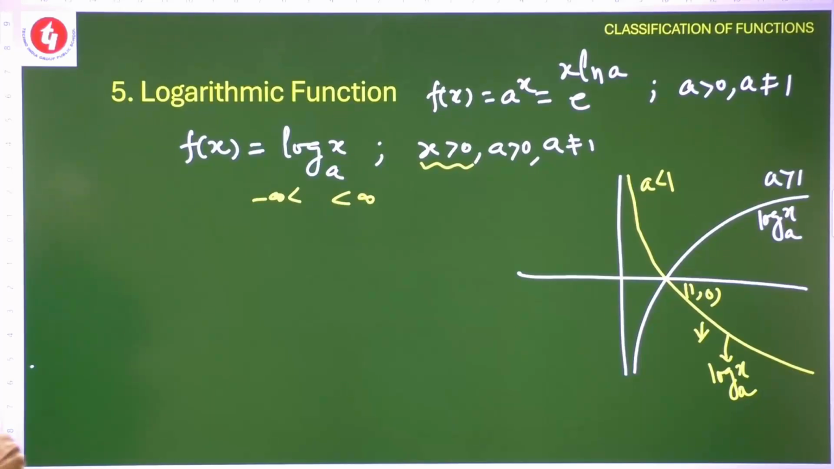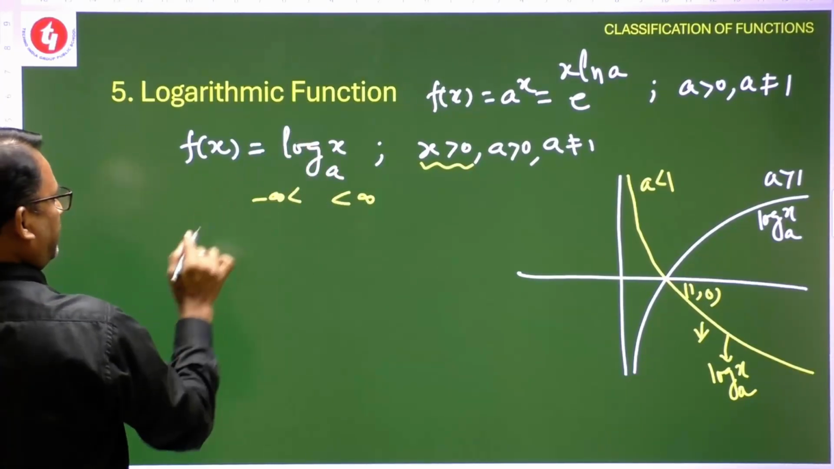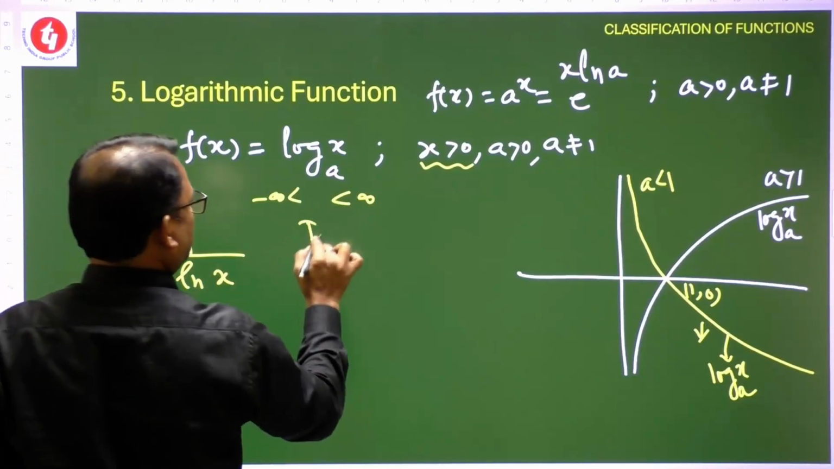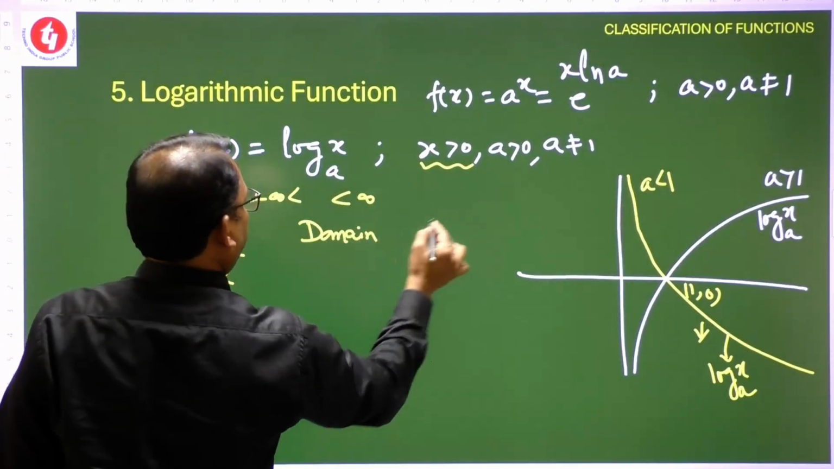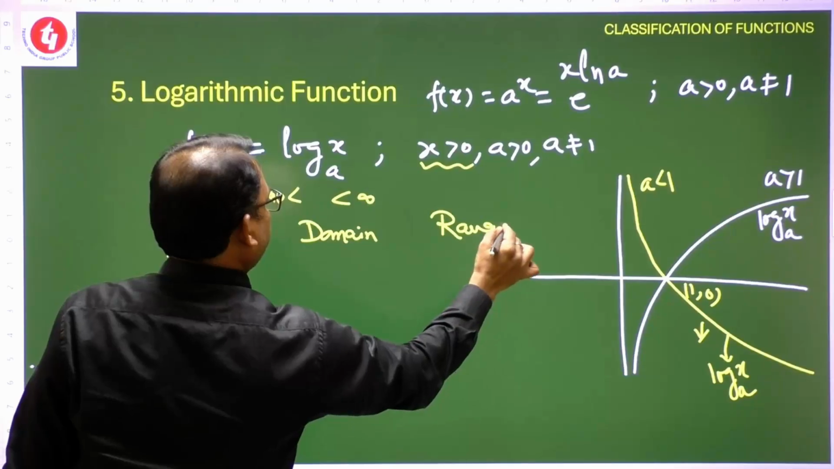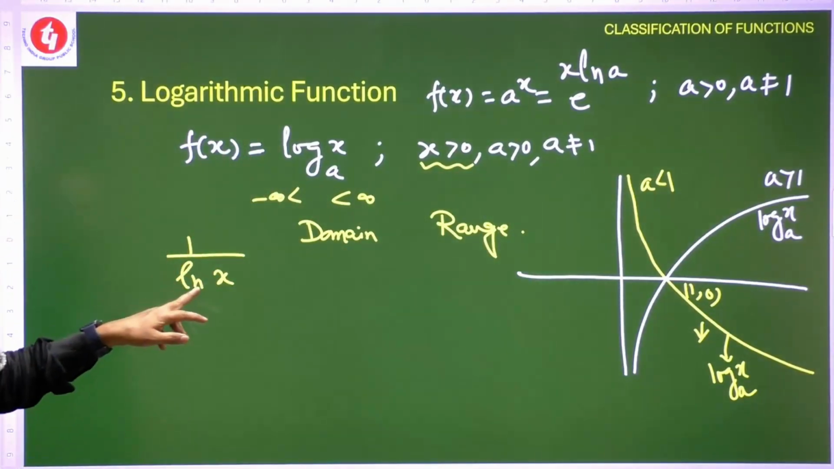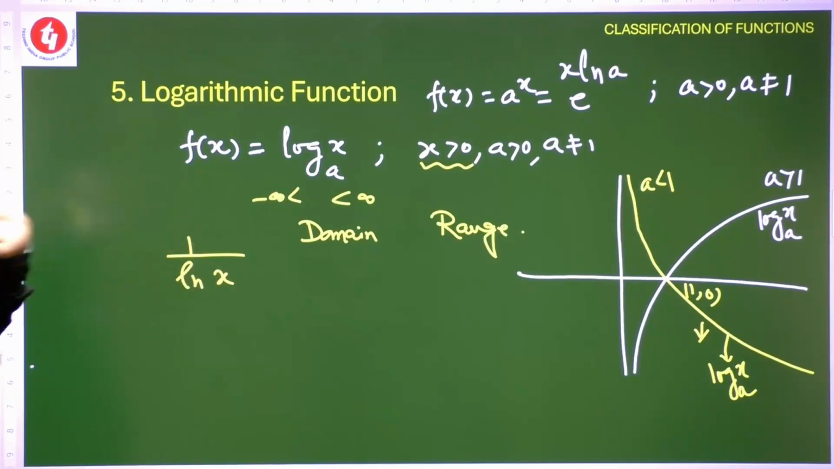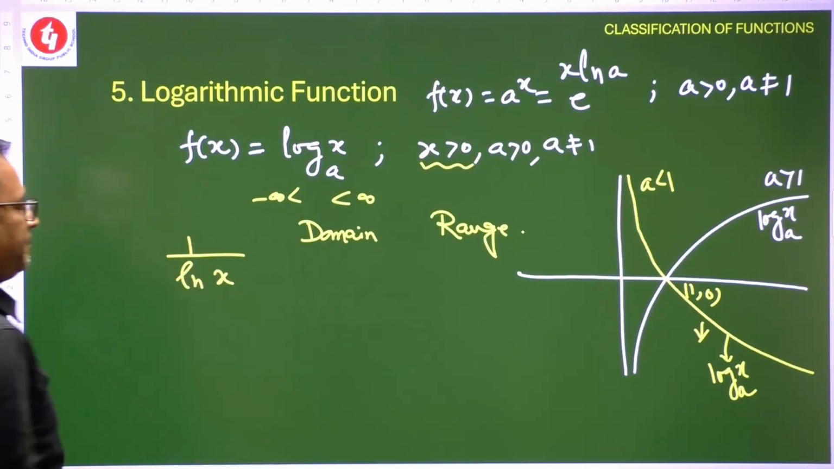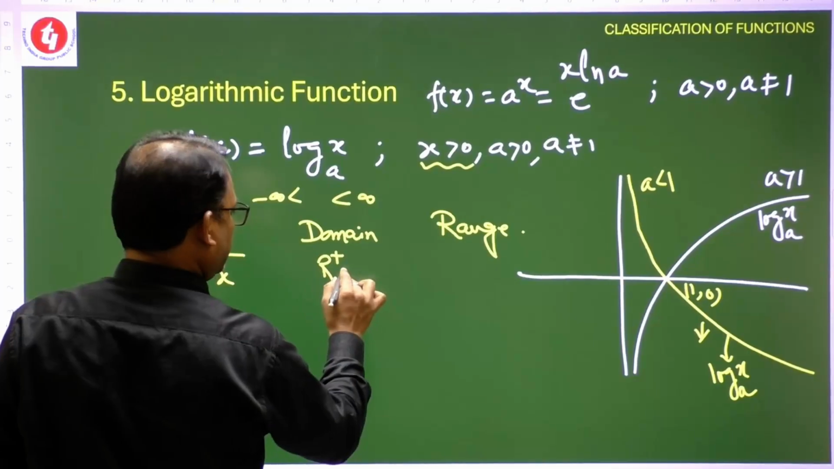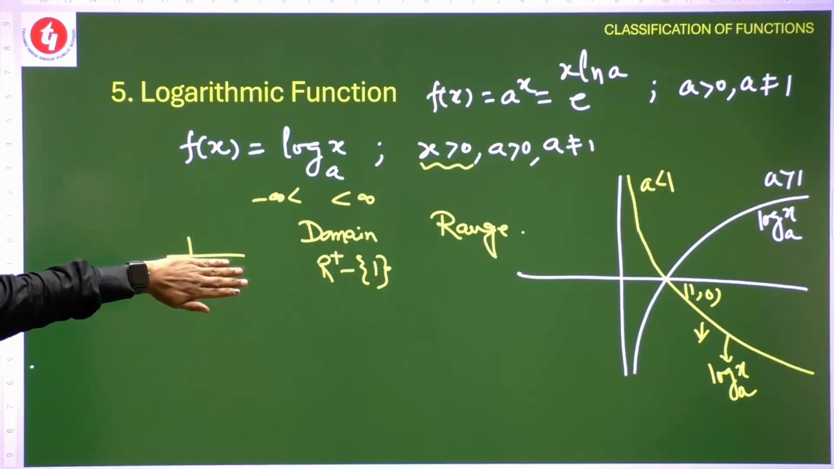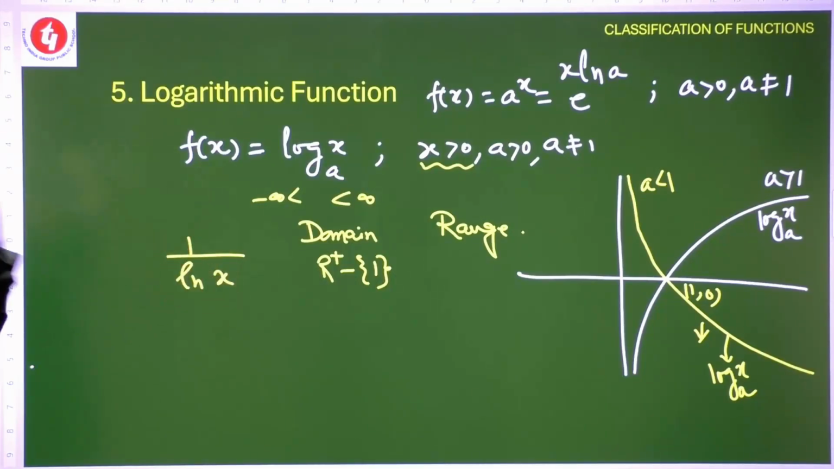Now we find the domain and range from here. If I have this type of log in the denominator, what are the domain and range? If you put x equal to 1, then ln 1 is 0 and 1 by 0 is infinity. So you cannot put x equal to 1. So from the set of positive real numbers, you have to subtract 1. What is the range in this case? The output cannot be 0, because 1 by 0 becomes infinity.